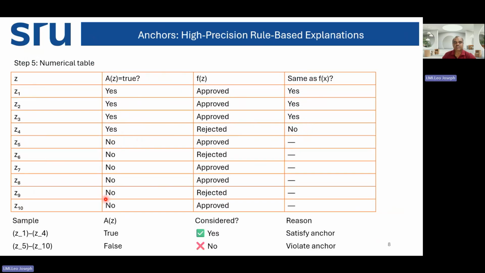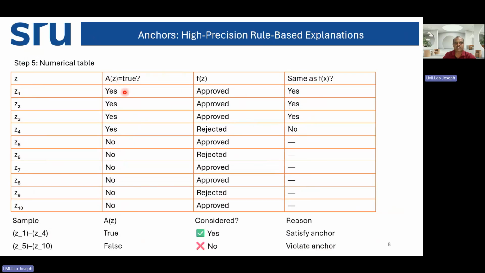The remaining Z5 to Z10 we are not considering, since all the values are no. No means false, and we are not checking the false condition, because that violates the anchor condition. So we are not considering this. We are not predicting, so we are putting dash marks.